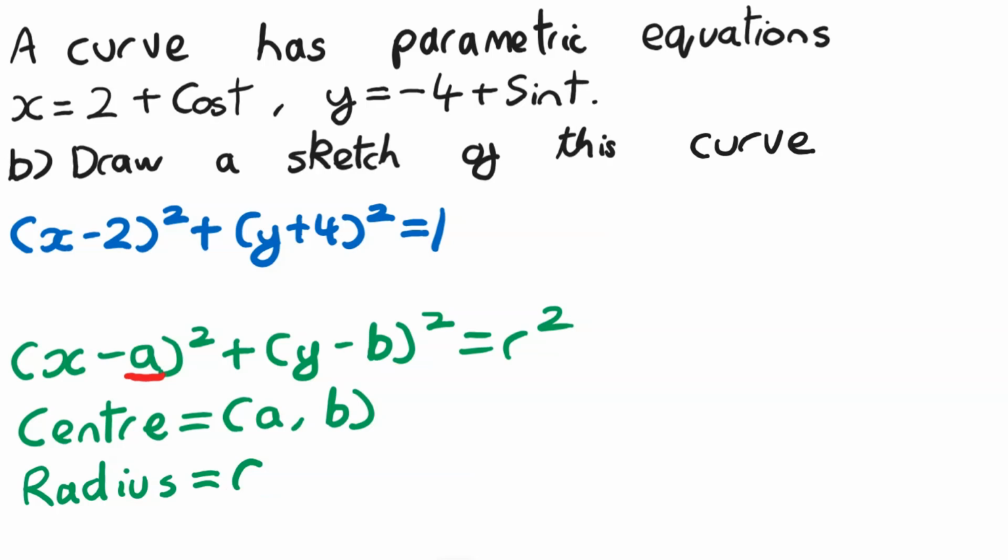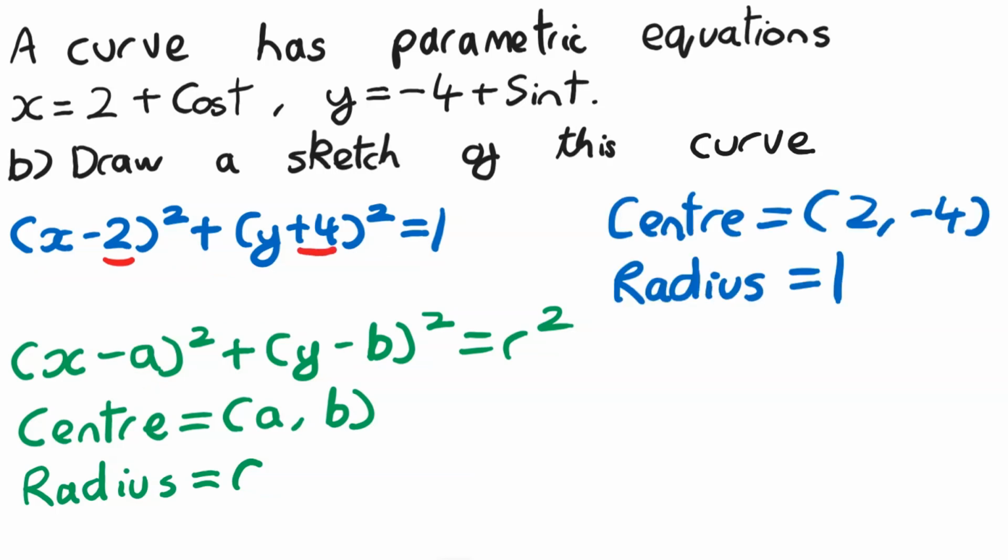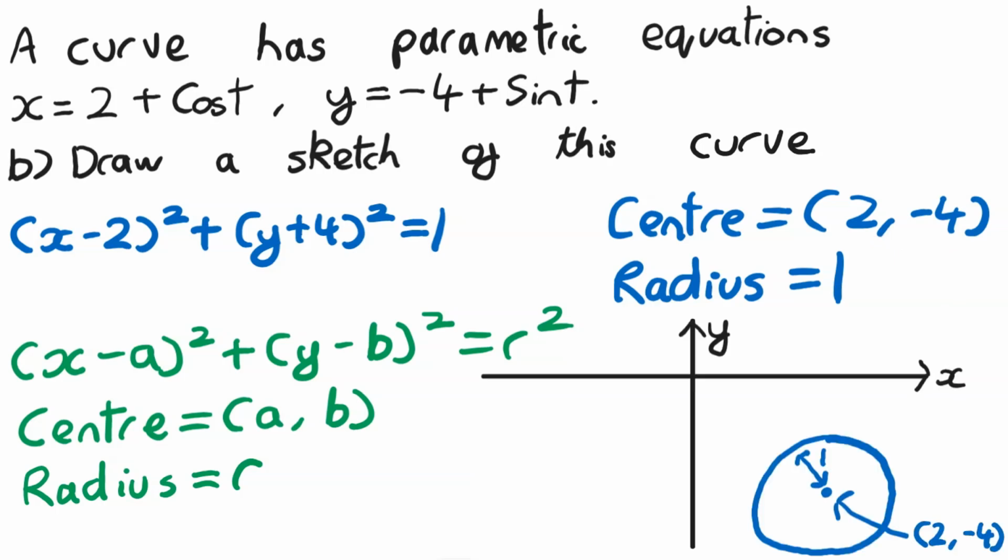Okay, so if we look at this equation of a circle here, we can see that the center is going to be 2, minus 4, and the radius is going to be the square root of this number here. So it's going to be the square root of 1, and the square root of 1 is just 1. So we need to draw a circle with center 2, minus 4 and radius 1. So this is going to look something like this here, where we have the center point 2, minus 4 and we have a radius of 1. So that's a sketch of the curve.